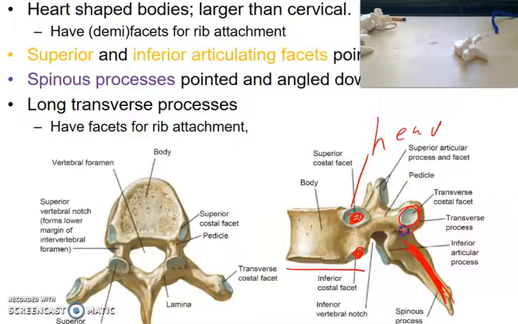And then it has a transverse facet on the transverse process. Transverse facet, transverse process. And that is where the tubercle of the rib attaches. So it is modified for rib attachment.